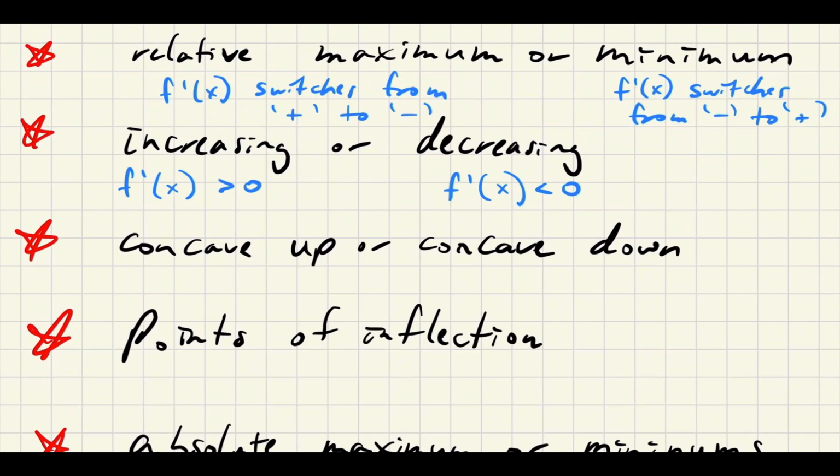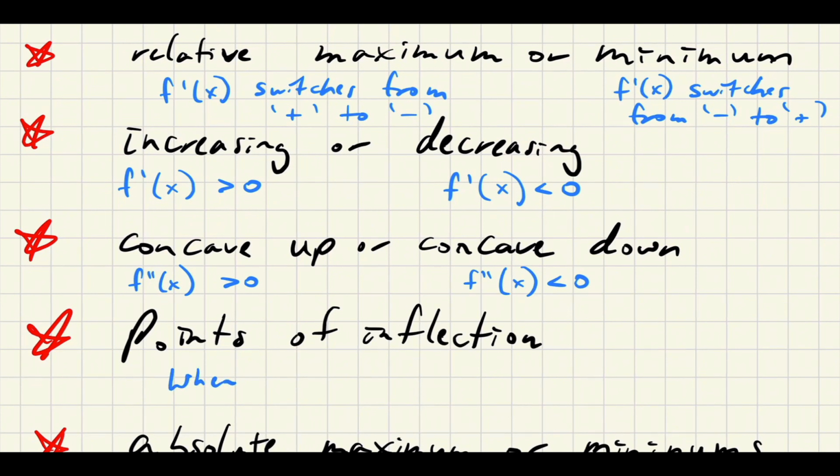Second derivative, yeah. So the second derivative is positive for concave up. Second derivative is negative for concave down. Points of inflection are change of direction, when F double prime of x switches signs, from positive to negative or negative to positive.